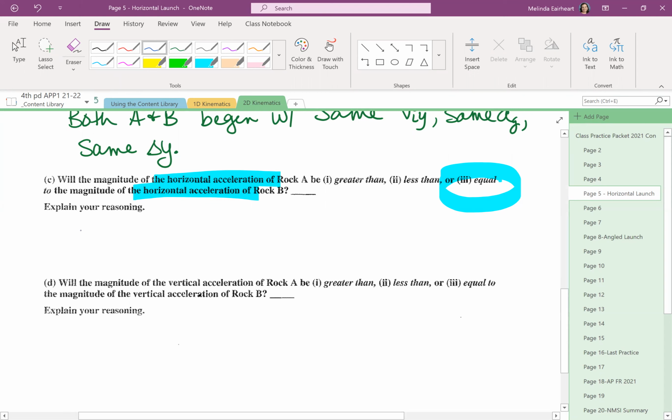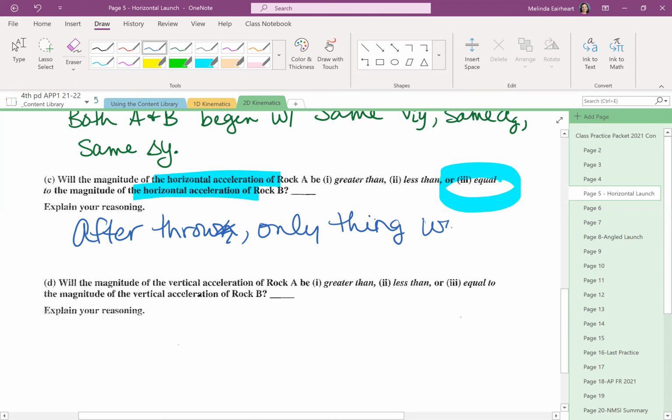And so once it leaves your hand, right, after you throw, that's when it becomes a projectile. While it's in your hand, it's not a projectile. So after the throw, the only thing working on each is gravity. Does gravity affect the horizontal? No. AX equals 0 for both.